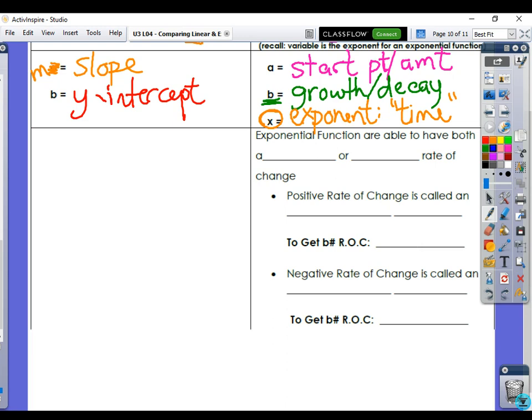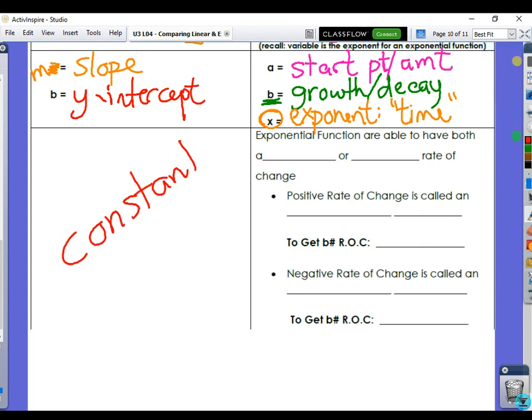So for this part, we want to think about their rates of change. And with a linear function over here on the left-hand side, there's really only one thing you want to think about. A rate of change, aka slope, it always stayed the same. So the word we use for that is the word constant. Your rate of change is going to be constant.